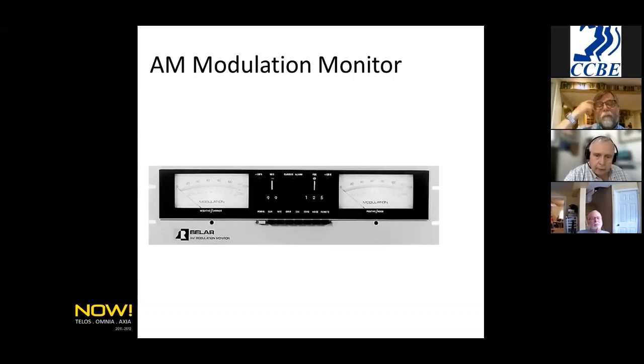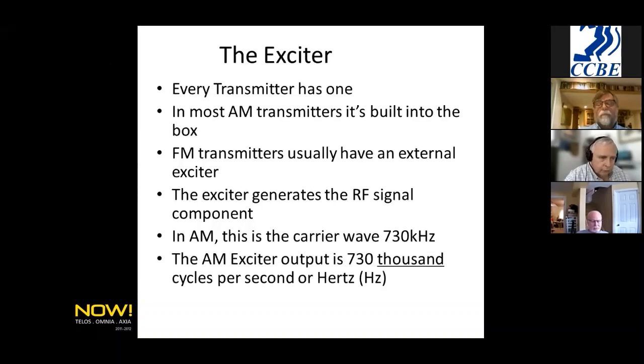An AM modulation monitor. We talked about amplitude modulation. This device gives us the ability of measuring what that modulation is. In this case, this Belar monitors both the positive and the negative peaks at the same time. And it's something that keeps you legal with the FCC or other authorities.